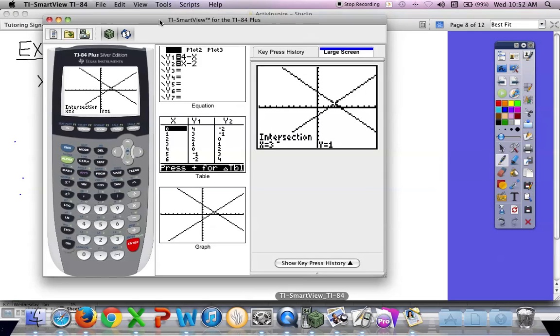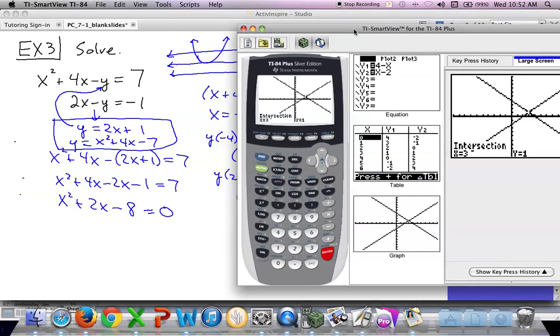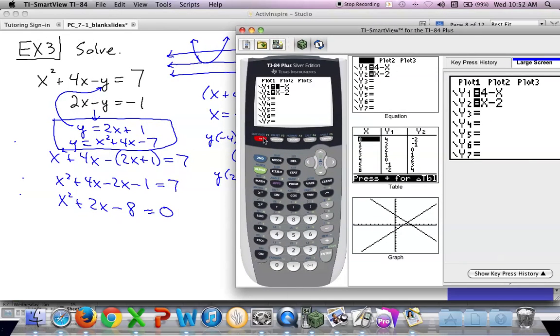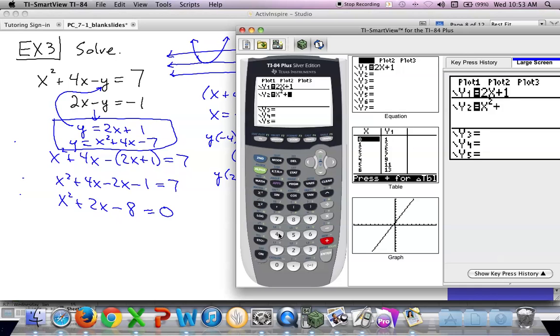So if you want, do that. Y equals 2x plus 1, down, clear. X squared plus 4x minus 7. That look good? Graph.